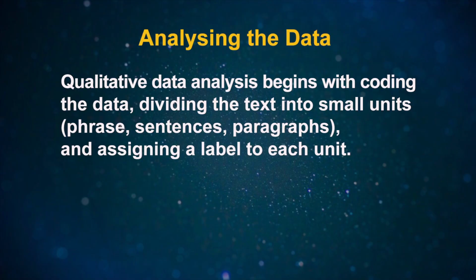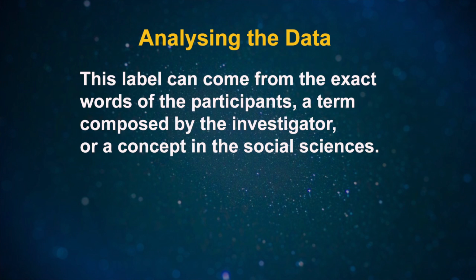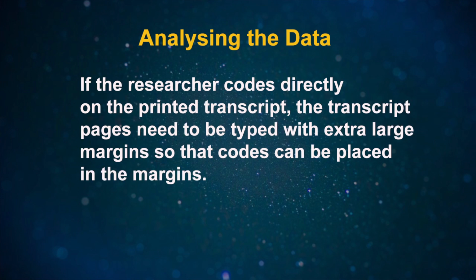Qualitative data analysis begins with coding the data, dividing the text into small units, phrases or sentences or paragraphs, and assigning a label to each of these units. This label can come from exact words of the participants, a term composed by the investigators, or a concept in social sciences. If the researcher scores directly on the printed transcript, the transcript pages need to be typed with extra large margins so that codes can be placed in the margins.